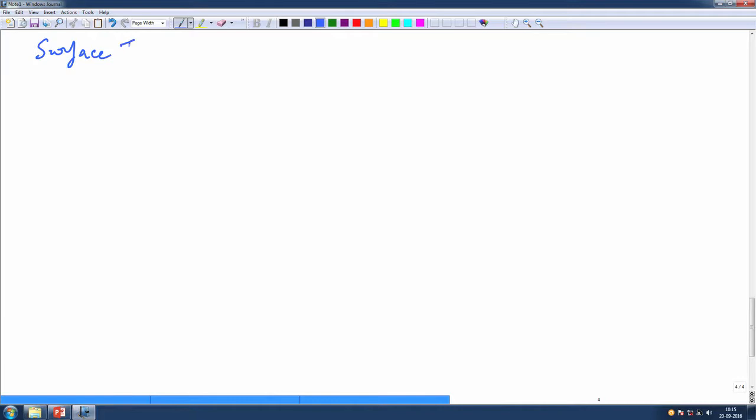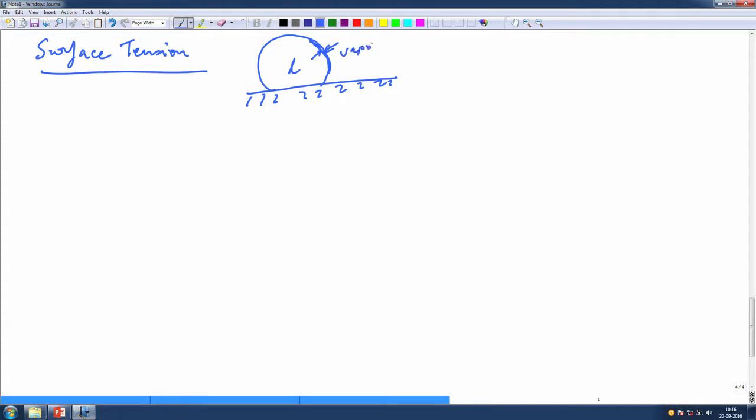Now, while we are at the interface, let us look at an important feature of an interface which is called surface tension. Surface tension is a parameter that comes in handy in any type of multiphase flow, like with droplets, bubbles, whatever it is. For example, if you have a droplet sitting on a solid surface, there is surface tension between the liquid and the vapor.